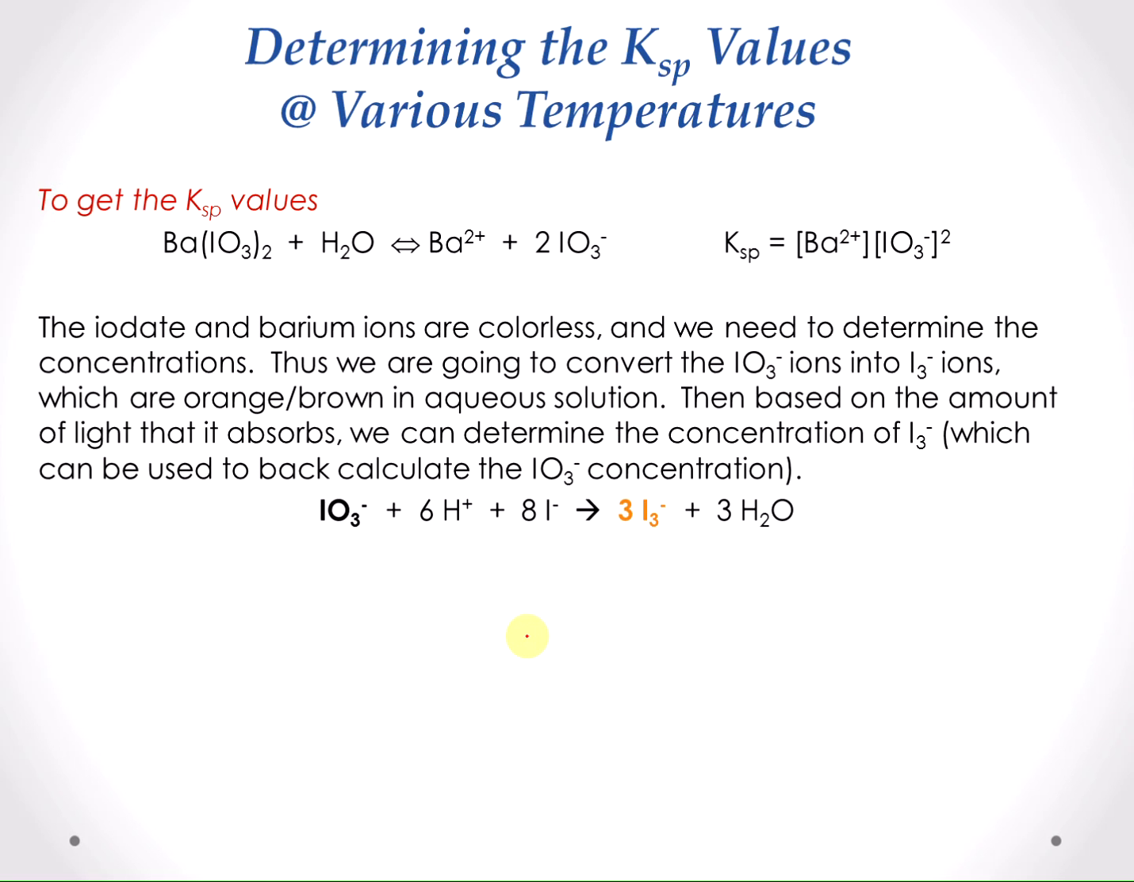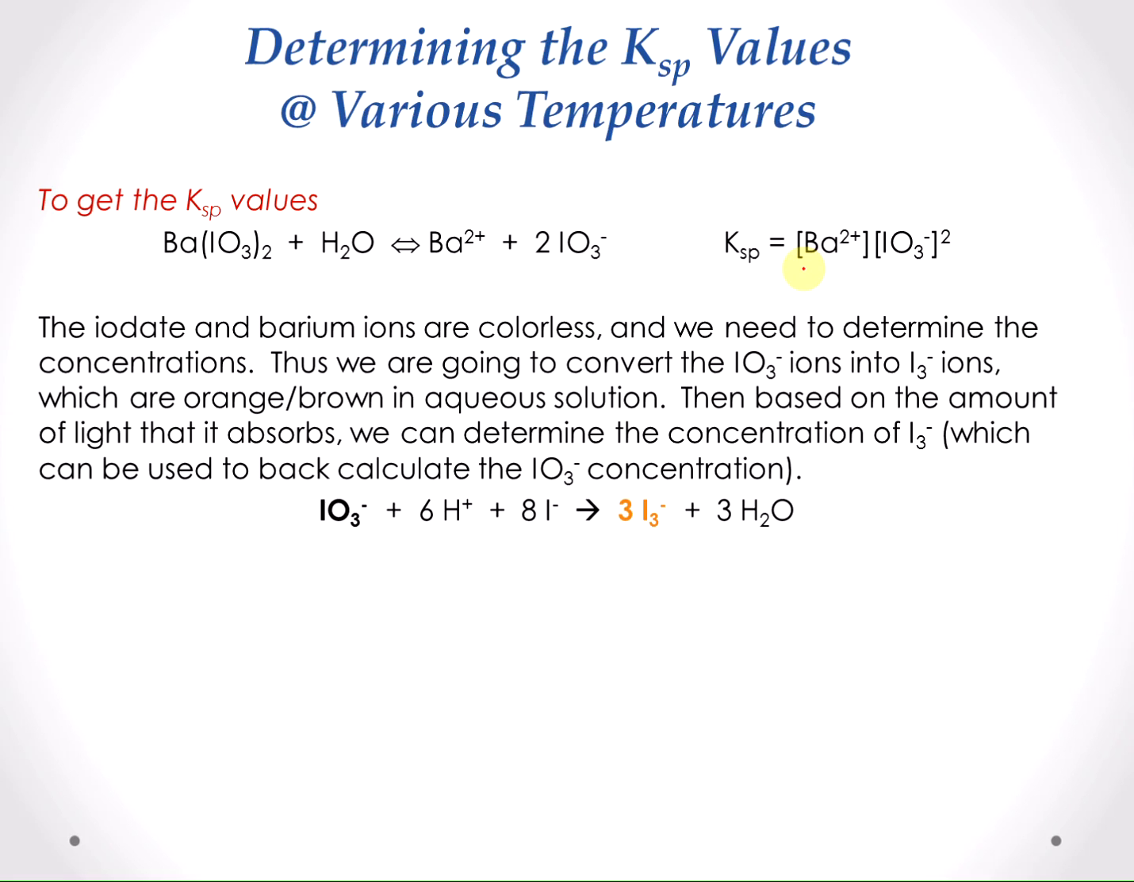So remember, we're trying to determine the equilibrium constants at several temperatures so that we can get the change in entropy and the change in enthalpy. But the barium iodate is a colorless ion, and when it dissolves, you have a colorless solution. And we need to be able to determine the concentrations of the barium 2 plus and the 2 iodate so that we can calculate our KSP values.